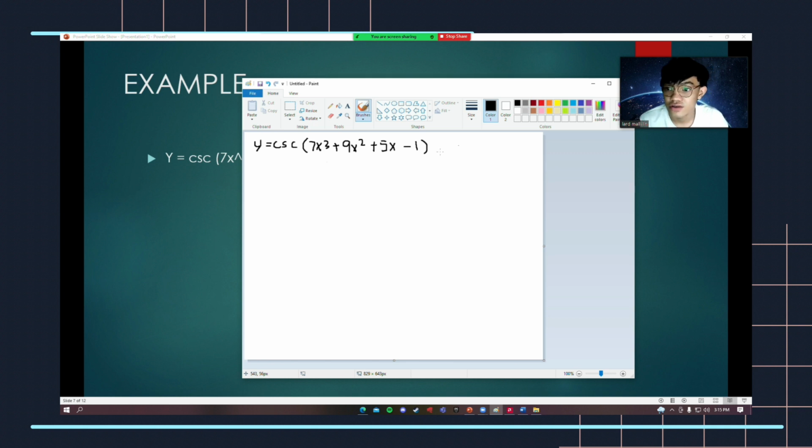First we need to get the derivative of this quantity. The derivative of 7x cubed is 7 times 3 equals 21x squared, plus 9x squared gives 18x, plus the derivative of 5x is 5, and the derivative of 1 is 0. So we have 21x squared plus 18x plus 5.